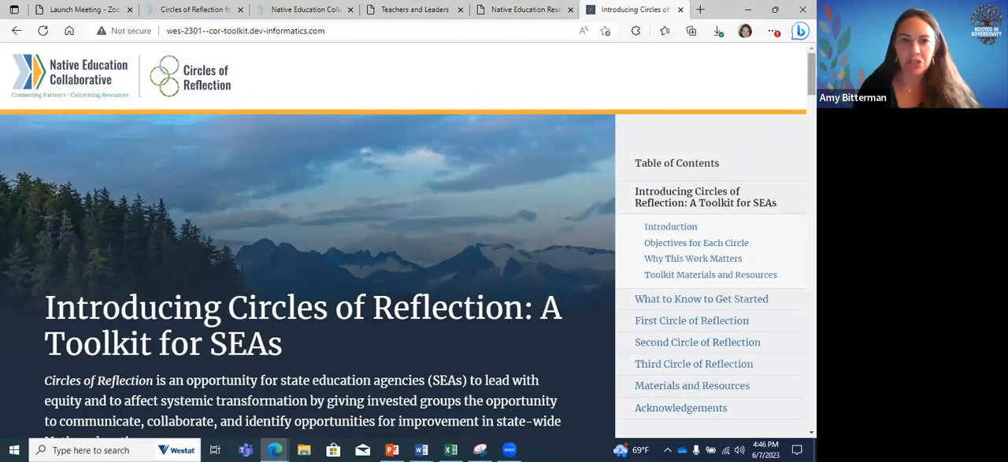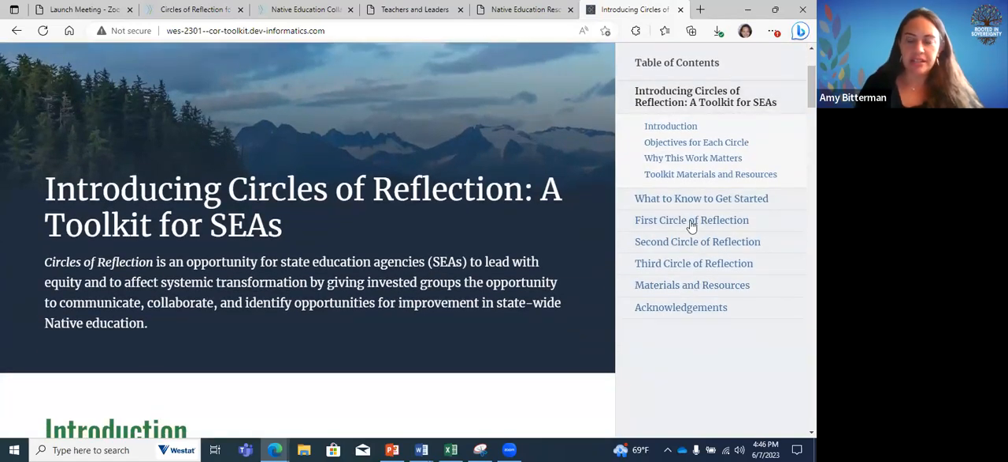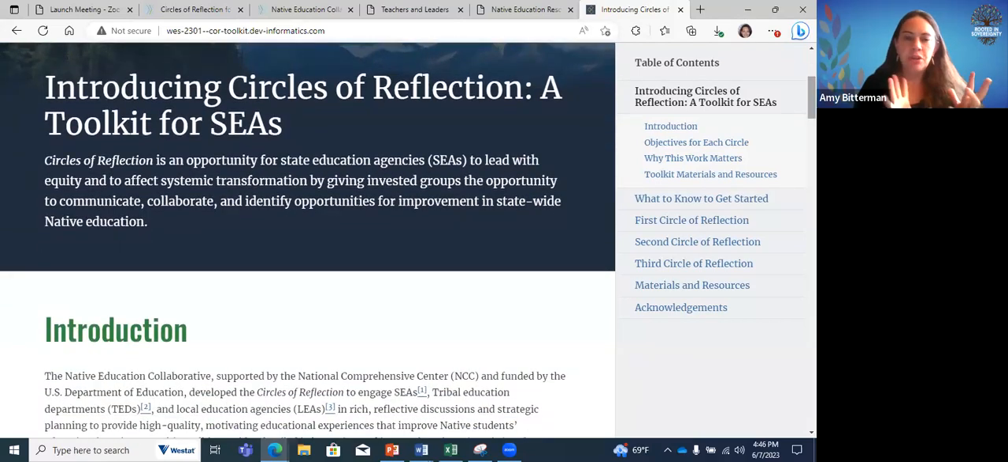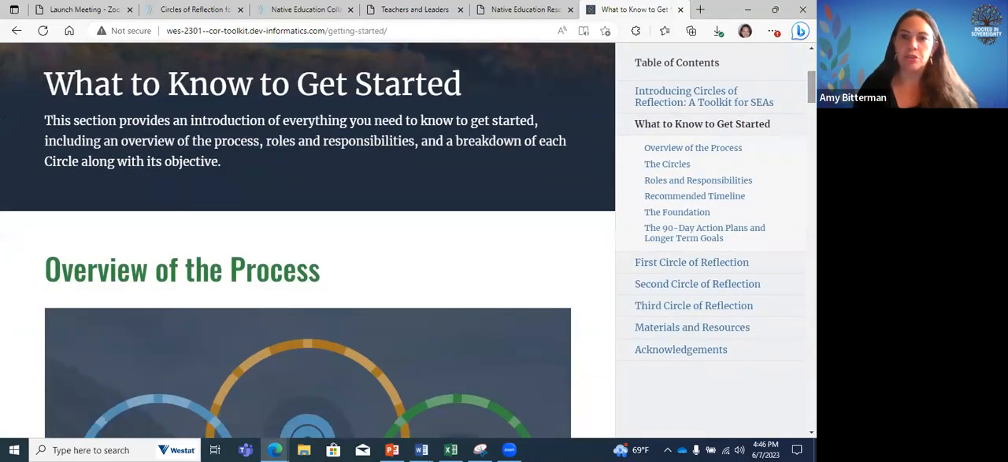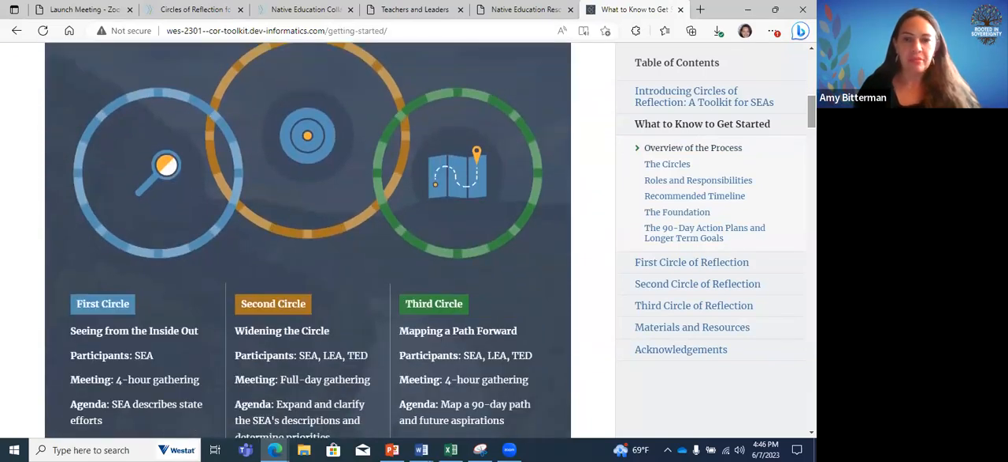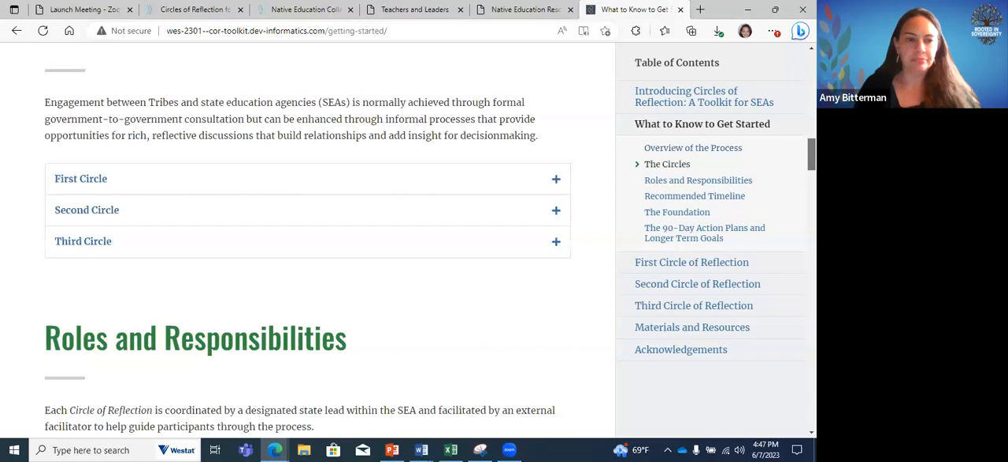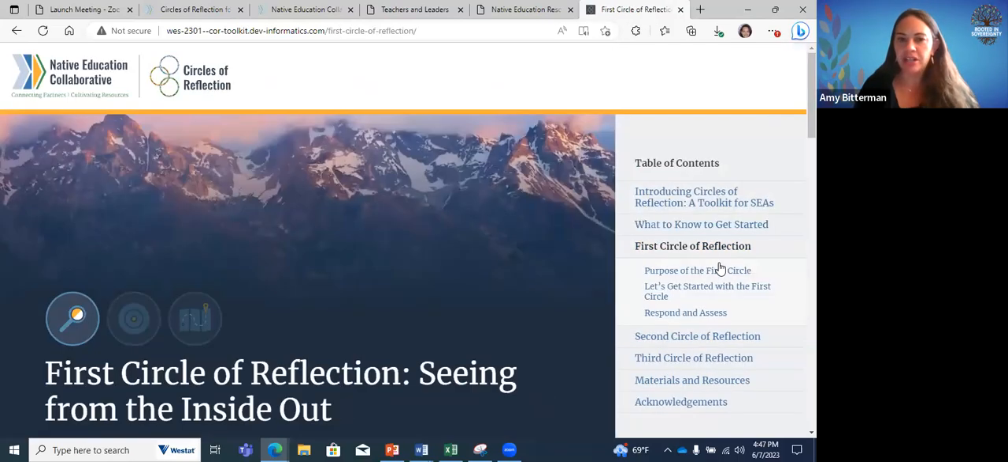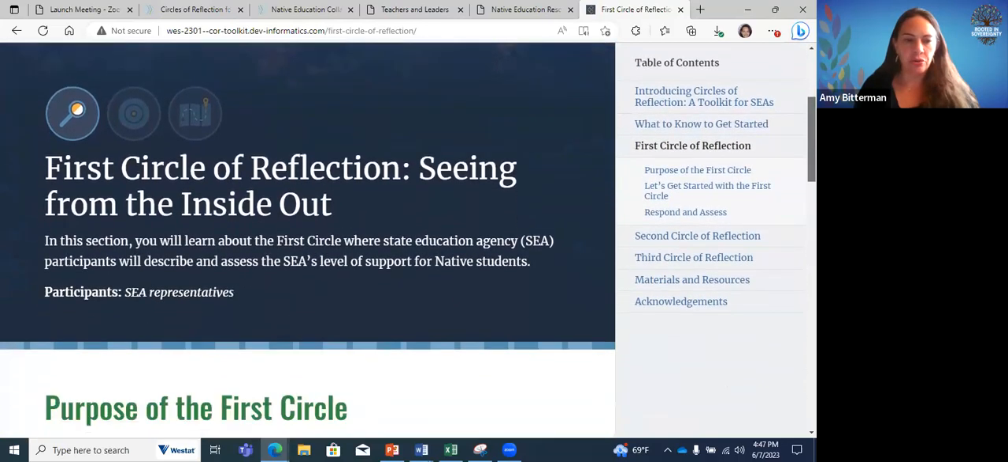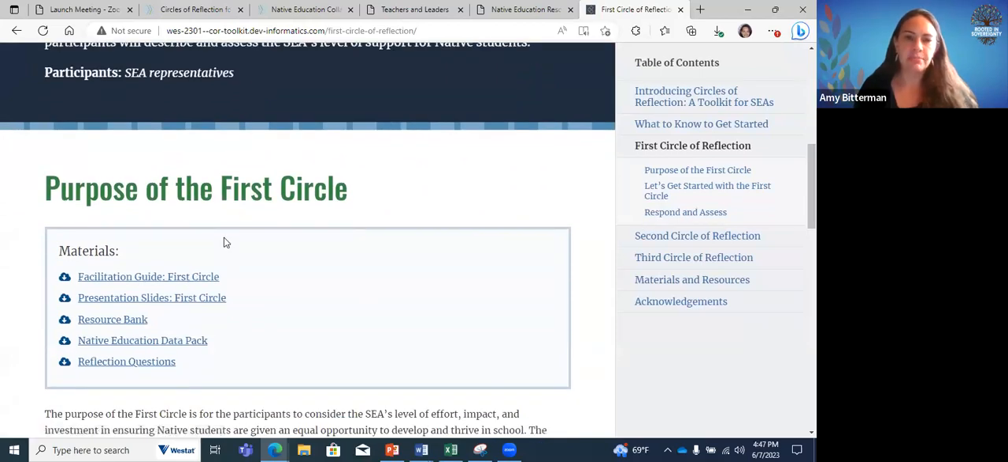We have a lot of pretty landscape pictures on here, and the navigation is on this right side, but we're trying to keep it fairly concise so that it's not overwhelming at first when you read through the material, but just to give you an idea of what is involved and who is involved. We have a section on what you need to know to really get started in this work: the length of time estimation that each of these circles might take, who would participate in each of these circles, a high level agenda, roles and responsibilities. And then we also have sections specific to each of the circles themselves, where we talk through, and we'll have links to the different materials that accompany each circle.